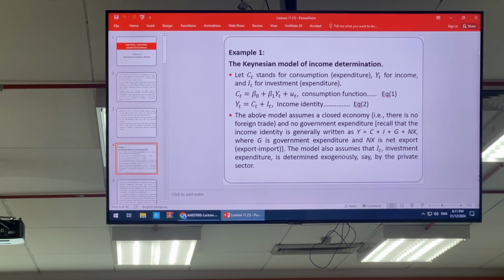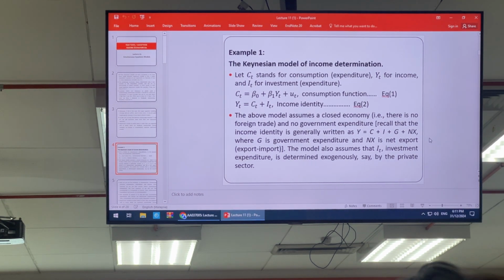Okay, so the above model assumes a closed economy, that is, there is no foreign trade and no government expenditure. Recall that the income identity is generally written as income equal to consumption plus investment plus government expenditure plus foreign trade, the net export.